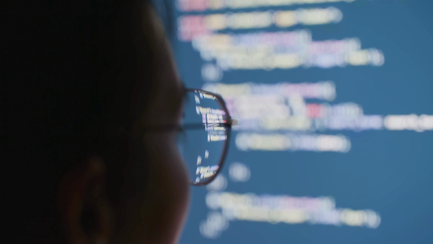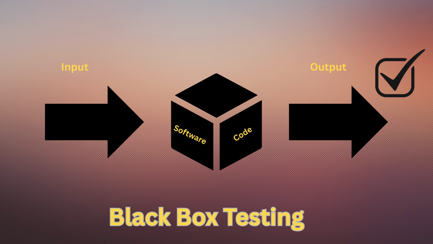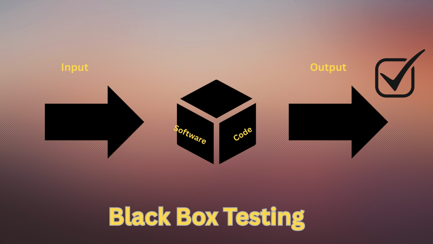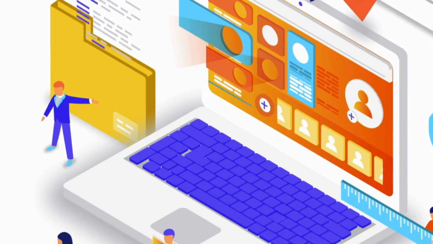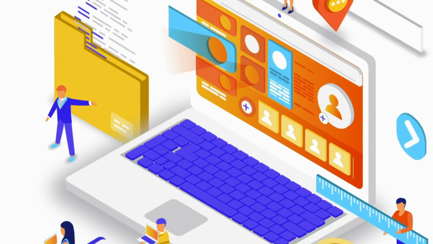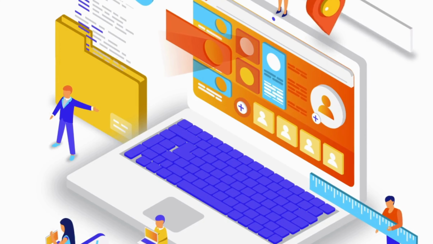Functional testing is all about checking what the system does. It is a type of black box testing where we focus only on the outputs based on the inputs without caring about the internal code logic. I like to call it the user promise test. If your app promised a feature, functional testing verifies if it keeps that promise.